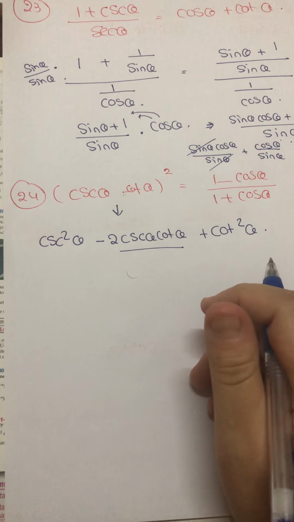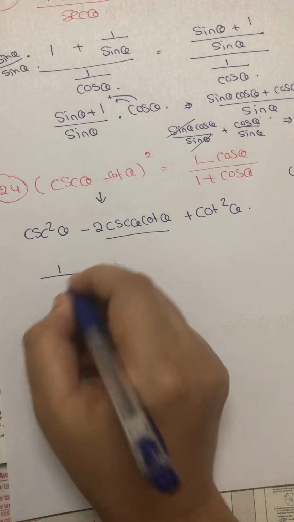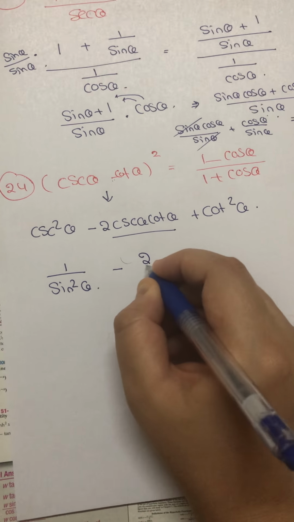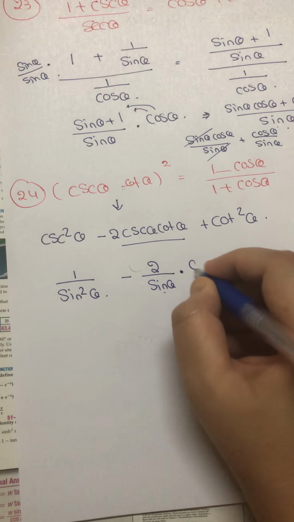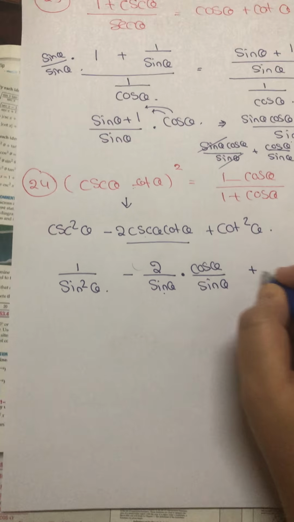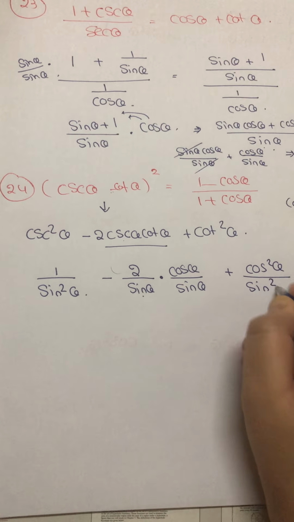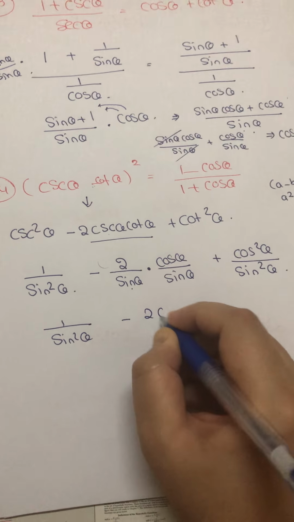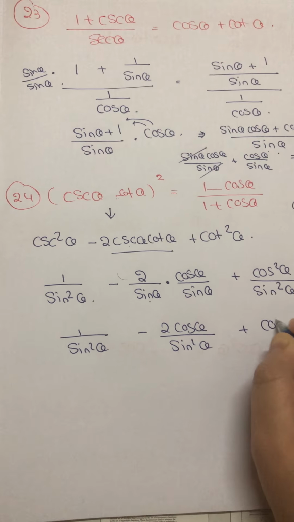So what do you think I can do over here? I can change this to maybe 1 over sine squared theta minus 2 over sine theta. I changed the cosec to 1 over sine, and this is cosine over sine, just so everybody can see, plus anything that's hidden, I want to see it. Okay, so basically I have all denominators equal, if you can see. Minus 2 cosine theta over sine squared theta plus cosine squared theta.